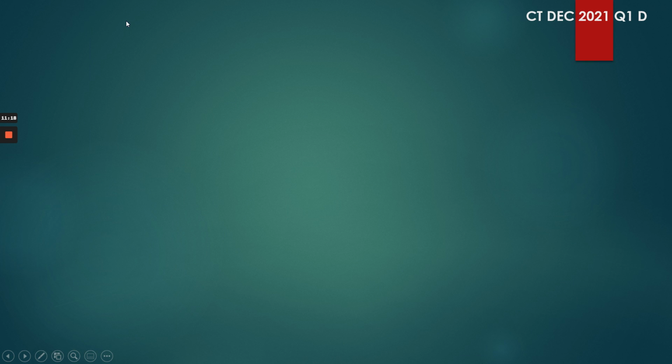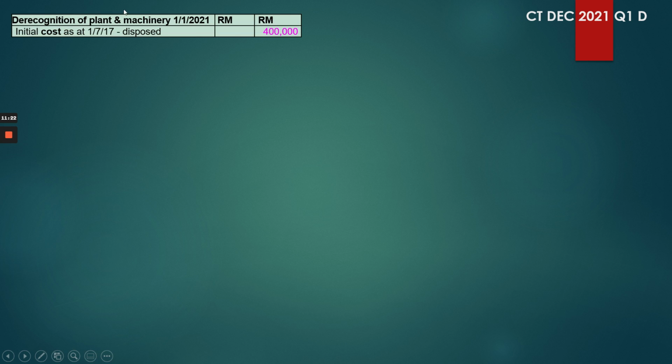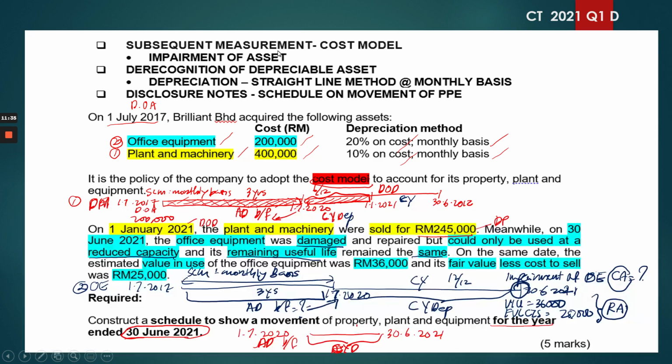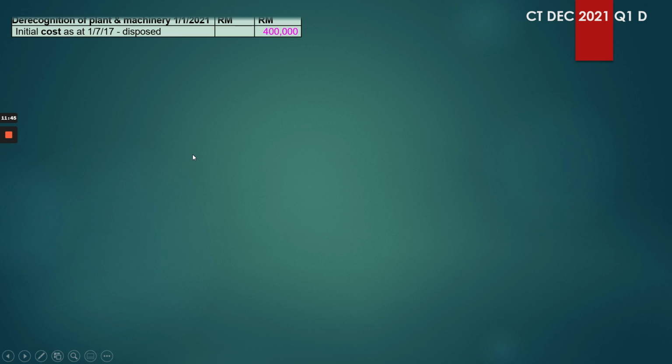So I've prepared for you the workings, and I start off with the plant and machinery. That was disposed on 1st of January 2021, and the initial cost of the asset on the date of acquisition, 1st of July 17, was 400,000. That 400,000 is from here. Always be alert with the information given, and this is on 1st of July. So that was for the plant and machinery. And that will later be disposed.